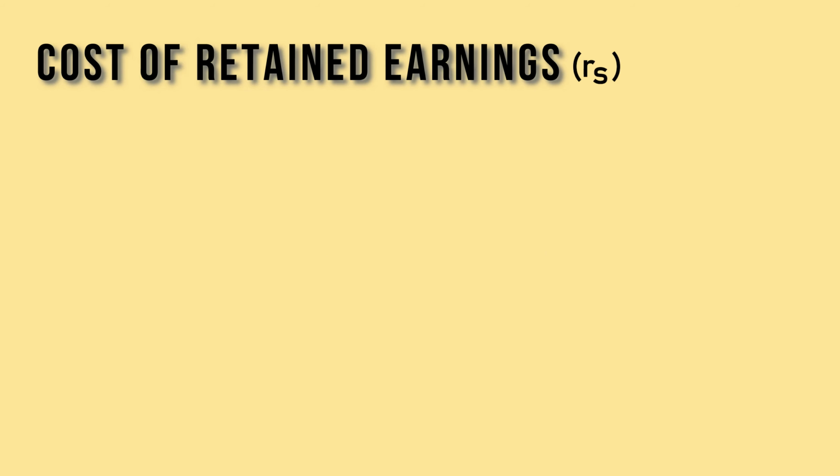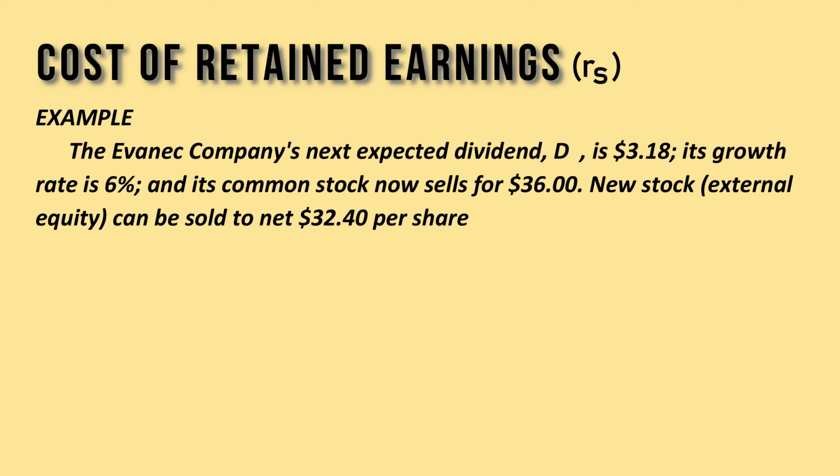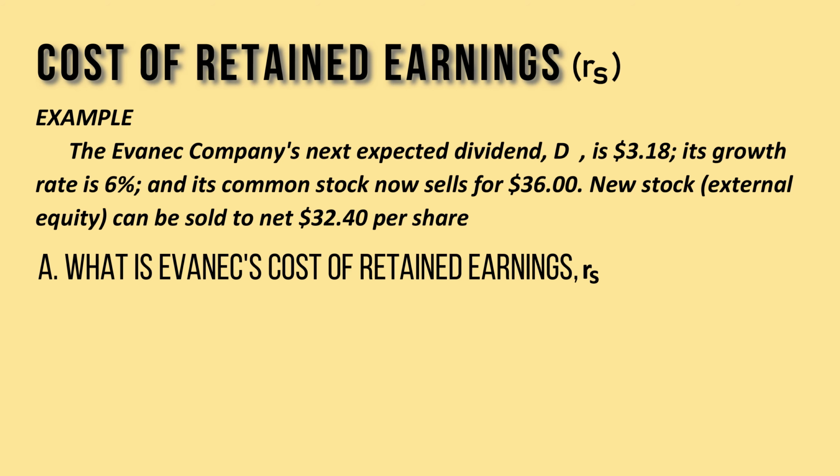Let us now answer problem 10-7. The Evonik Company's next expected dividend is $3.18. Its growth rate is 6% and its common stock now sells for $36. New stock can be sold to net $32.40 per share. Requirement number 1. What is Evonik's cost of retained earnings?